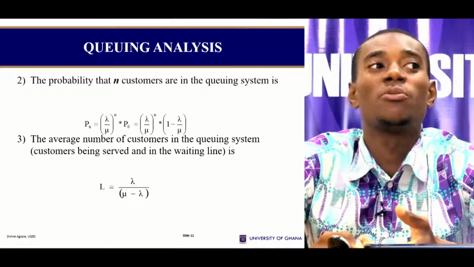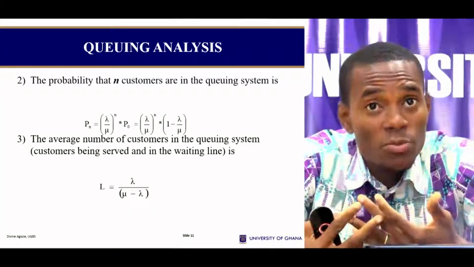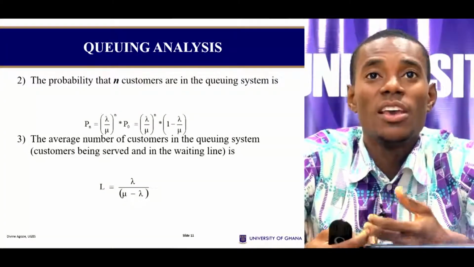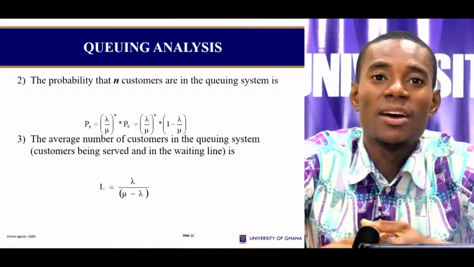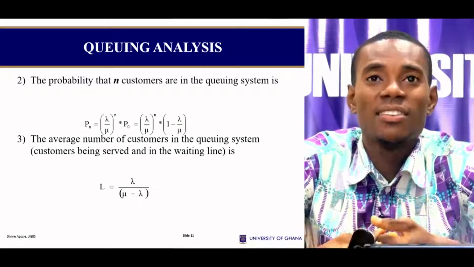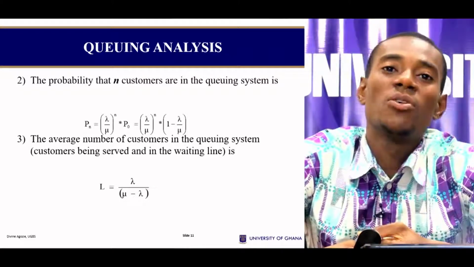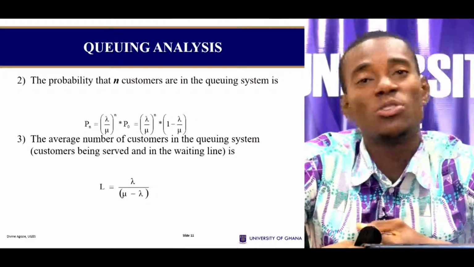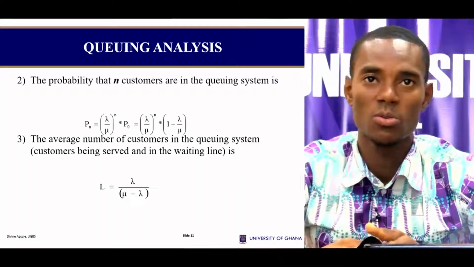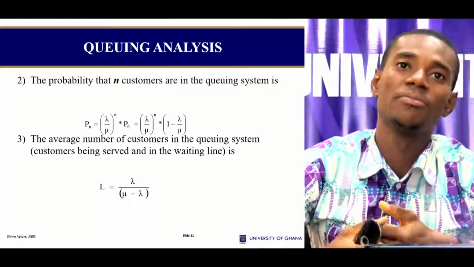So if I'm looking for the probability that there will be 20 people in the queue, and I know my average arrival rate and my average service rate, it's just the arrival rate over the service rate to the power of the number of people I'm expecting to be in the queue, multiplied by the probability that nobody's in the queue. It's that easy.